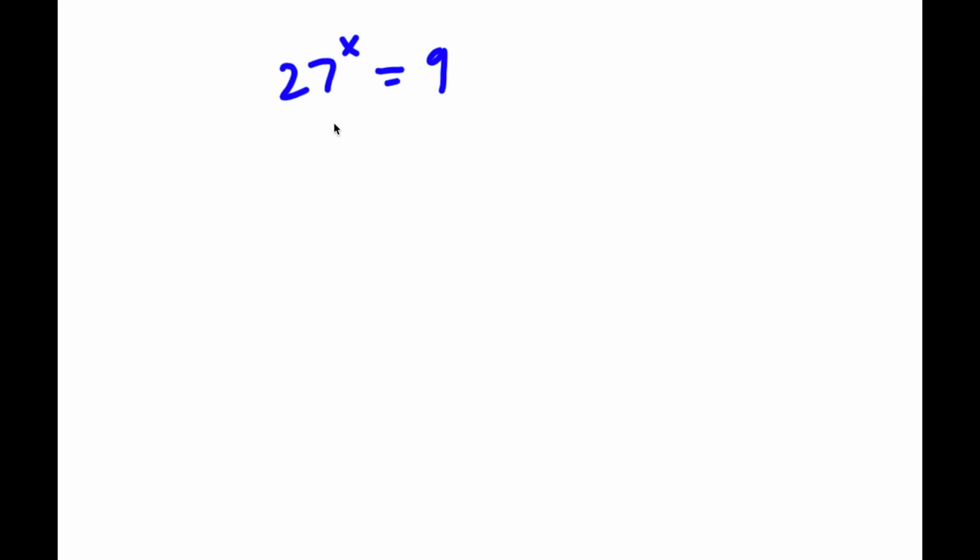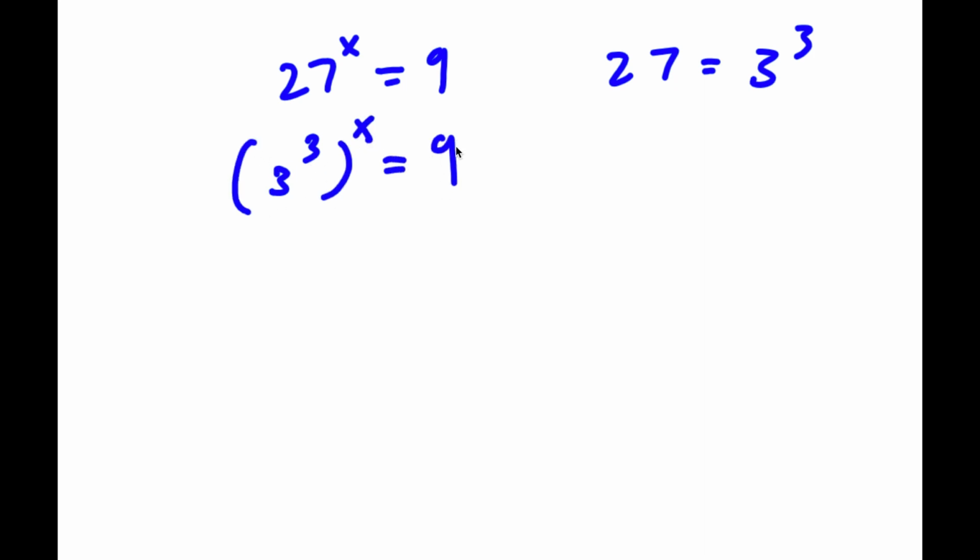So we have 27 to the power of x is equal to 9. And now what I'm first going to do is I'm going to simplify 27 to the power of x a little. So 27 is the same thing as 3 to the power of 3. So I'm going to substitute in 3 to the power of 3 for 27. So now I have 3 to the power of 3 to the power of x is equal to 9.